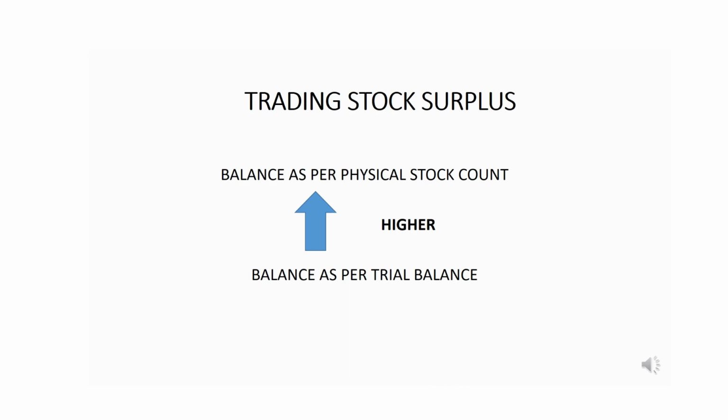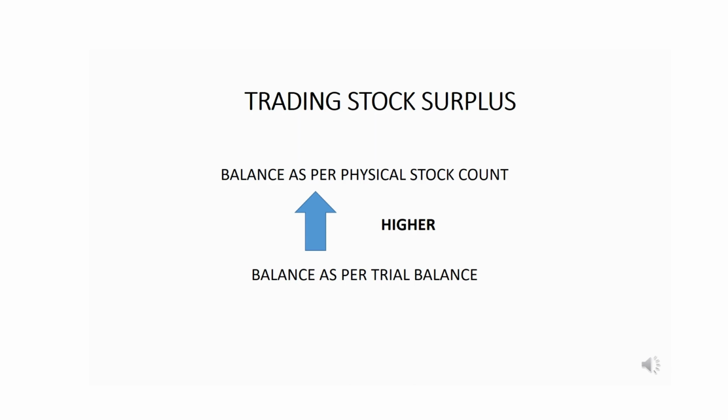Now, let us look at the difference between trading stock surplus and trading stock deficit. Whenever you are talking about trading stock surplus or trading stock deficit, automatically we are referring to a perpetual inventory system or a continuous inventory system, simply because you are referring to two balances relating to your trading stock or relating to your inventory.